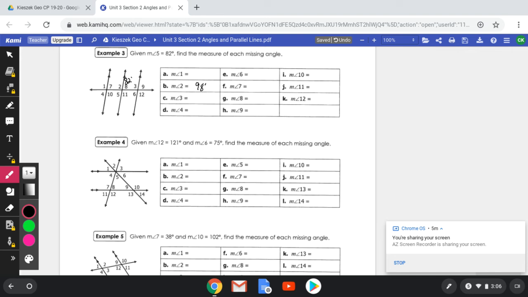Oh, I labeled the wrong one. My bad, I'm sorry. Well, it still yielded the same thing here. So we still had 98 for angle 2. This was 82, so that means angle 8 must have been 82 degrees. And then angle 11 and angle 2 are the same, so they're both 98.